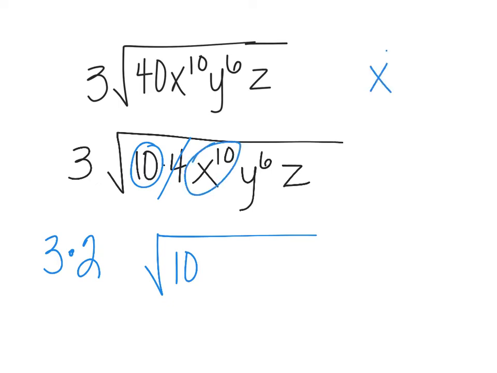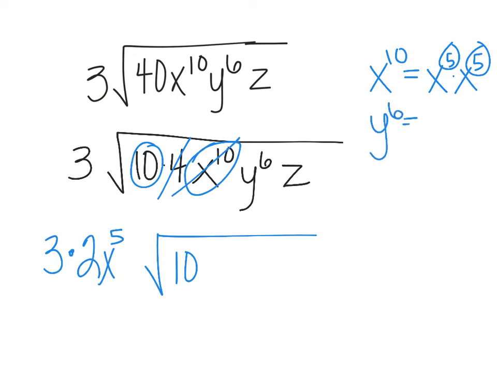So think, what times what is x to the 10th? Well, x to the 5th times x to the 5th, right? Because 5 plus 5 is 10. So the square root of x to the 10th is x to the 5th. I'm going to bring that on the outside here. Took care of that. Y to the 6th. Okay, so what times what is y to the 6th? Well, y cubed times y cubed would give me y to the 6th. So that's the square root of it.